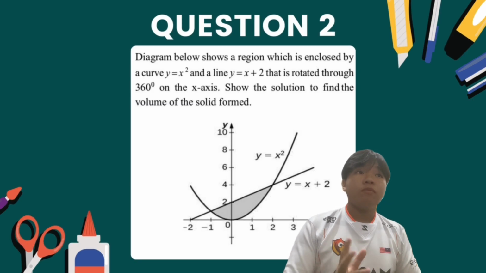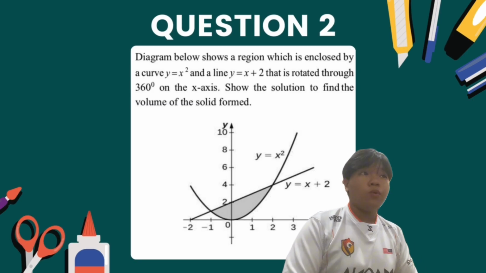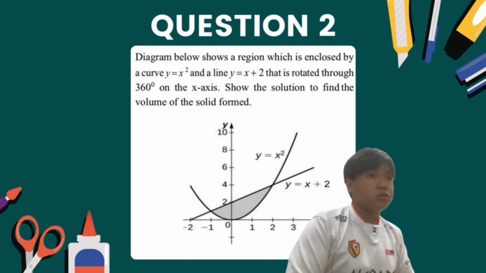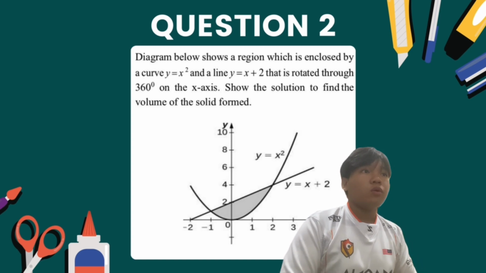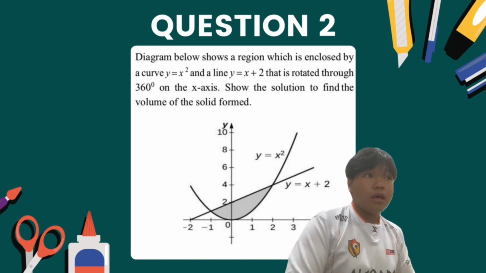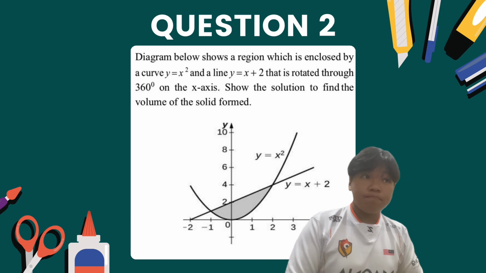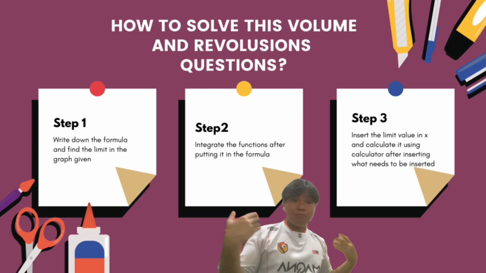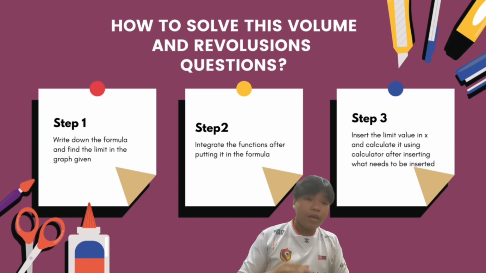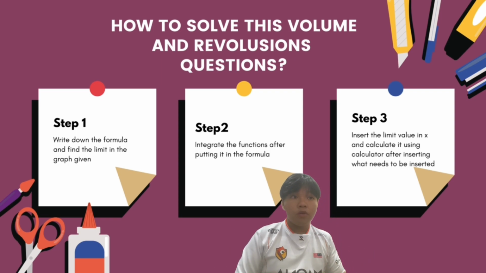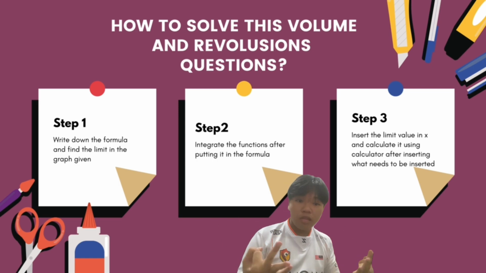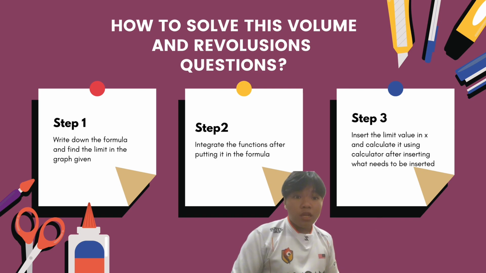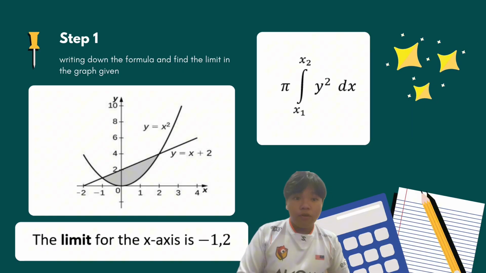The diagram below shows a region enclosed by a curve y equals x squared and a line y equals x plus 2 that is rotated through 360 degrees about the x-axis. Show the solution to find the volume of the solid formed. But before solving this question, there are 3 steps. Step 1, write down the formula. Step 2, integrate. And step 3, put in the limit values inside the formula.